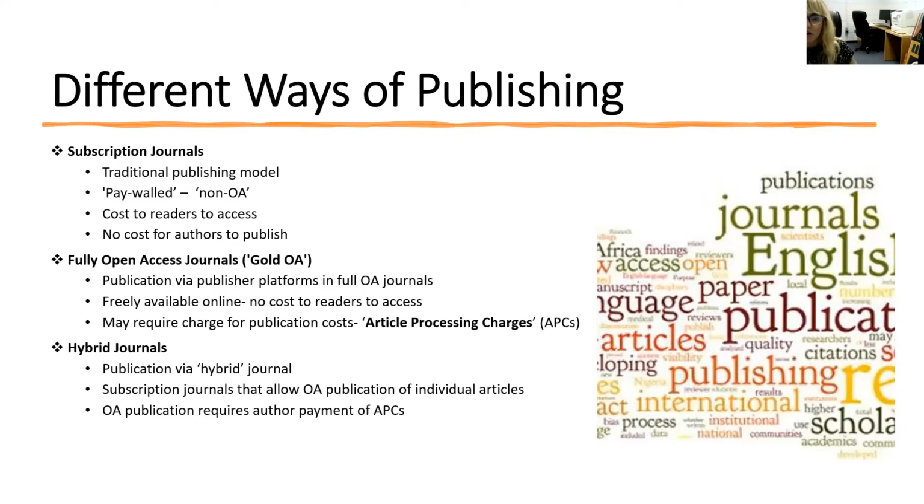Hybrid journals are publication of articles through this hybrid platform where there are subscription journals that allow open access publication of some individual articles, whereas others within that journal are paywalled or closed. And these OA publications within hybrid journals generally require the author payment of article processing charges.